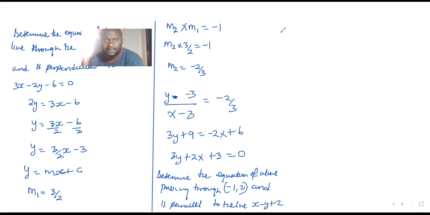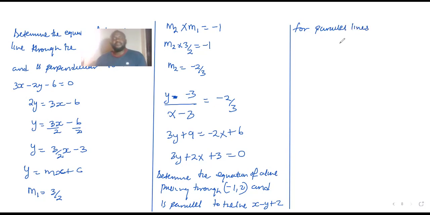Maria Kankwasa. Maria Kankwasa, are you there? Yes, teacher. What is the condition for parallel lines about their gradients? What is the condition for parallel lines?